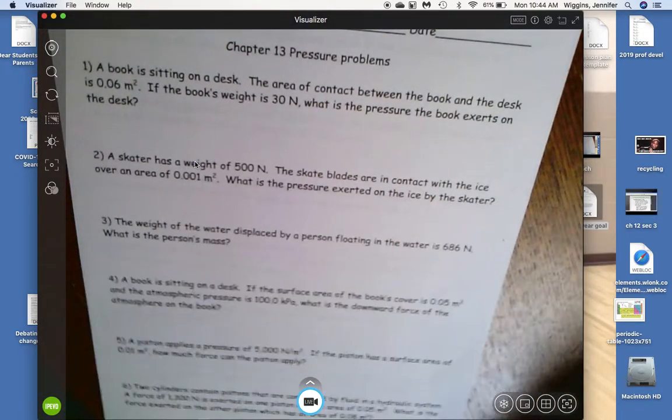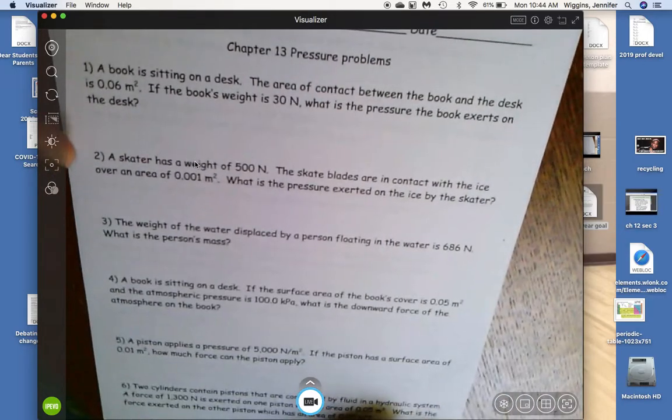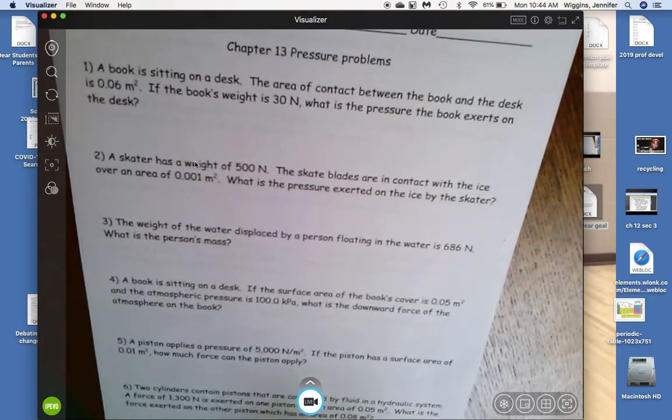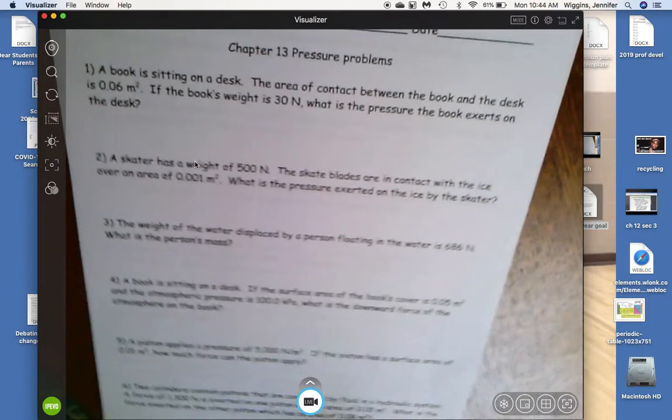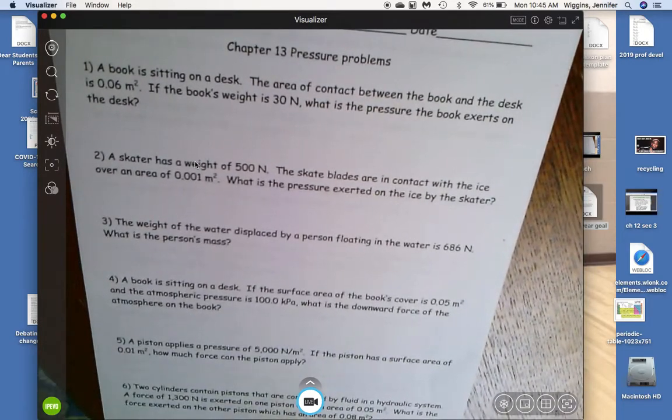Hey guys, I'm going to go through some pressure problems for you. I want you to make sure that you have this printout first, or you're looking at it so that we can go over it. I'm going to do a couple problems, and then you are going to do the rest for homework. Okay, so I'm going to do number one.